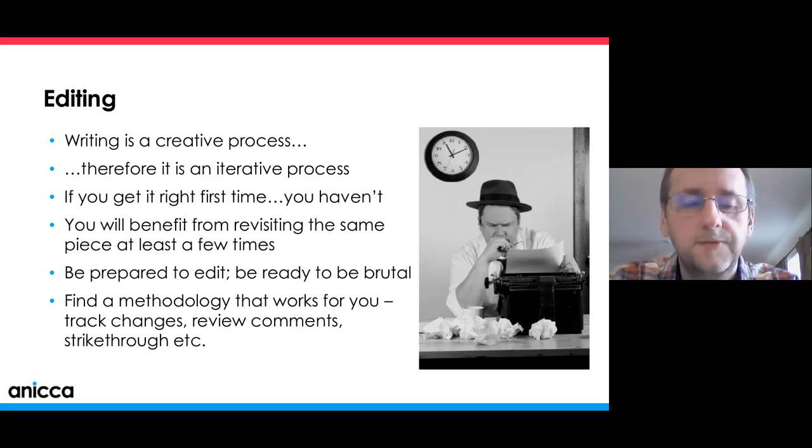Find a methodology that works for you. Sometimes this is dictated by circumstances, but if you're doing something on screen, make use of editing functions like tracking changes, review comments, strike through, etc. But I will also do a lot of this on paper as well as on screen, and I'll mention that in a moment.